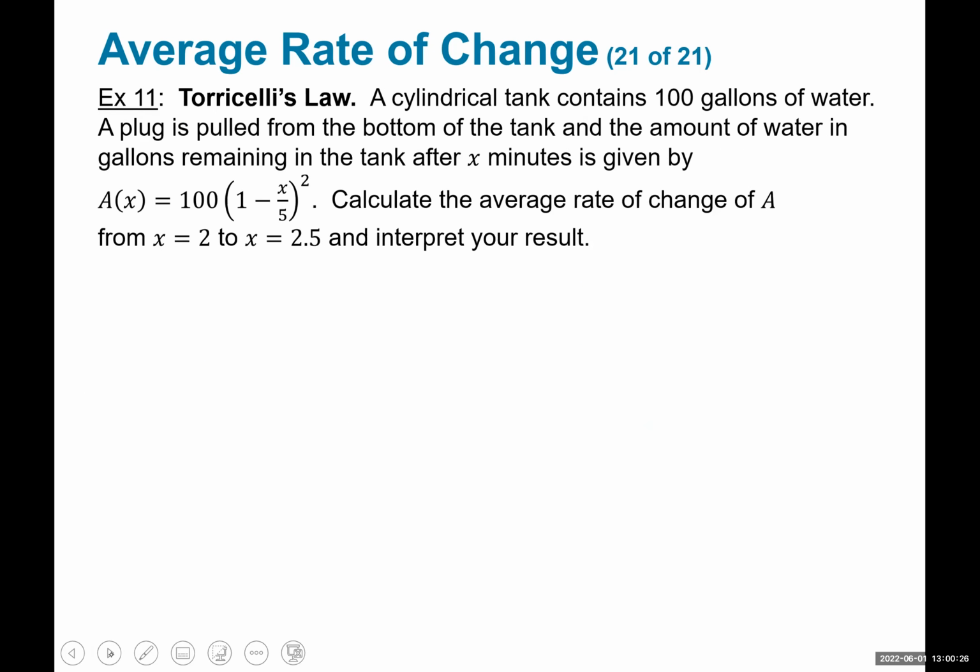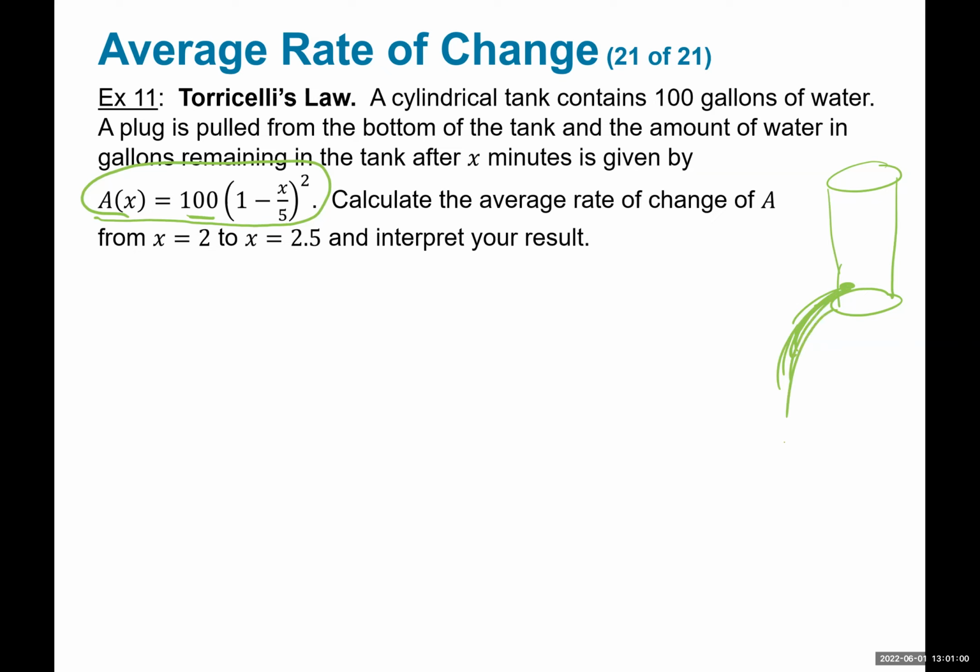Last question we have, I can't even say that, Torricelli's law. A cylindrical tank contains 100 gallons of water. So the cylinder looks something like that. It has 100 gallons of water. A plug is pulled from the bottom of the tank. So then what happens? The water falls out. The amount of water in gallons remaining in the tank after x minutes is given by this formula. So at first they have 100 gallons, but it starts leaving. So they have this random formula that allows us to say how fast that water is leaving out of that tank. And it says calculate the average rate of change from x equals 2 to x equals 2.5.